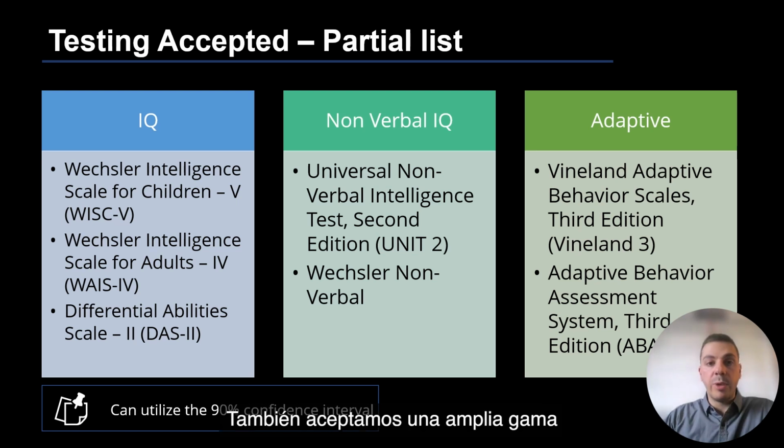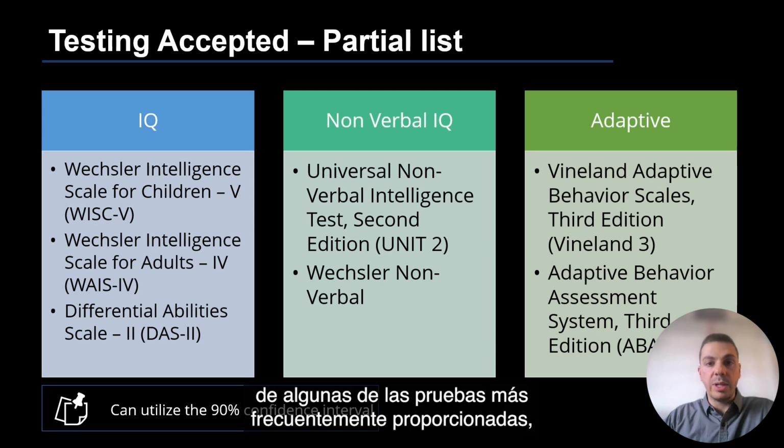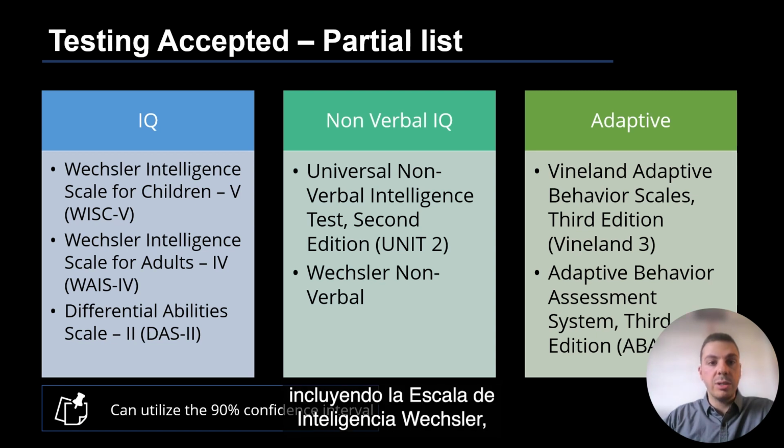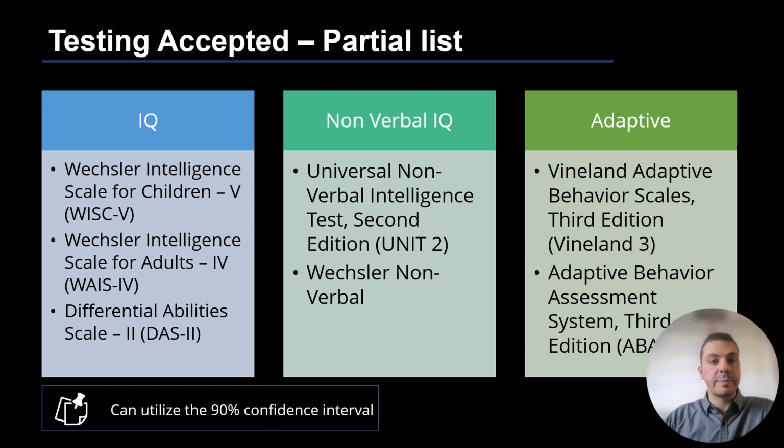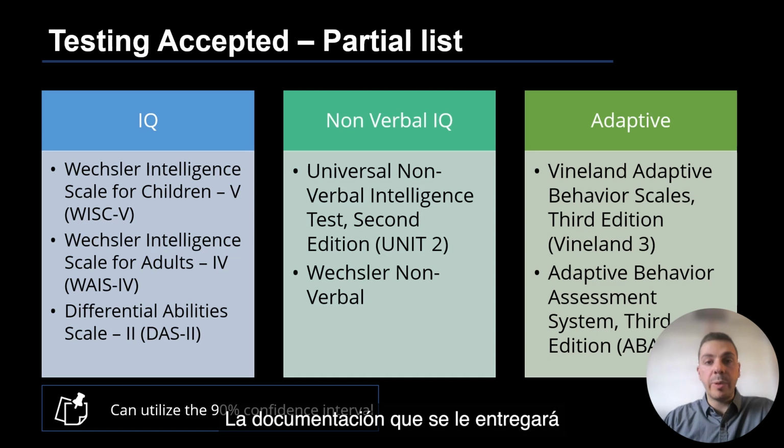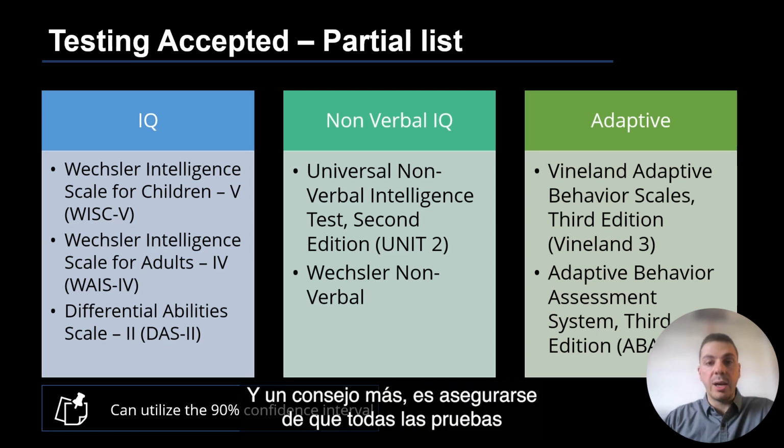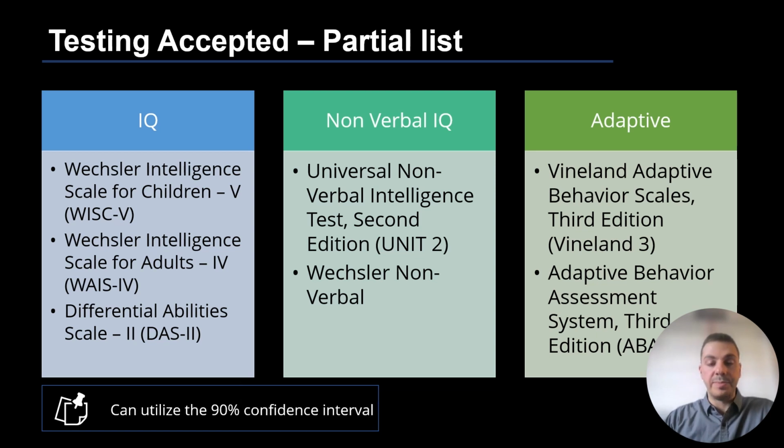We accept a wide range of IQ and adaptive tests as well. Here is a list of some of the most frequently provided tests, including the Wechsler Intelligence Scale or Differential Ability Scale for IQ, and the Vineland Adaptive Behavior Scale or Adaptive Behavior Assessment System for adaptive testing. The paperwork you will be provided will also give you a whole list of assessments we accept. We would encourage you to submit what you have and let us review and notify you if we need anything additional. And one more plug for making sure that all testing has a valid signature on them as well.